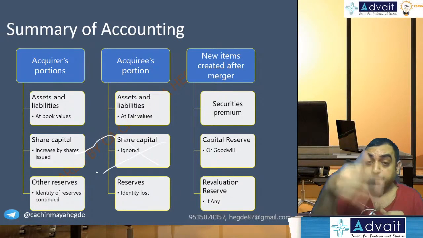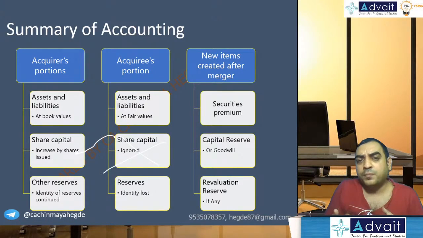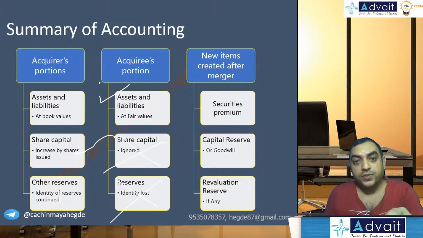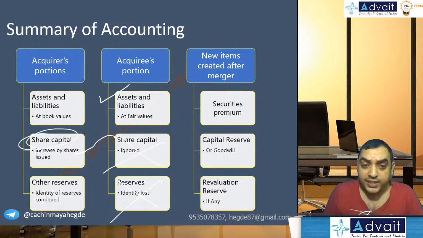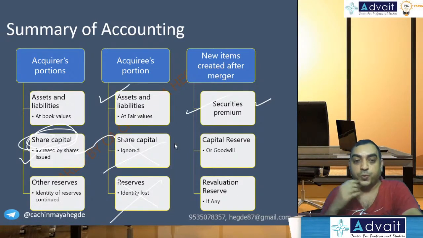Reserves: the target company, which is getting closed, the amalgamated or vendor company, their reserves will not come to the new company, and their P&L will not come to the new company, so that is cancelled. Only what is taken over is the assets and liabilities of the amalgamated company, at fair values. In replacement of their reserves and capital, we will be issuing our shares. So our share capital will increase, and we'll be issuing shares over and above face value, so security premium will come. Okay, so this is the point relating to the acquiree's portion.